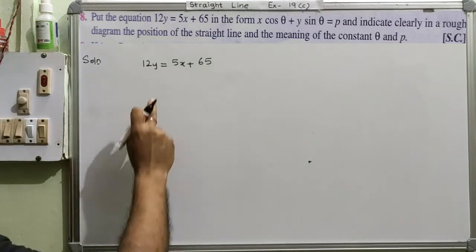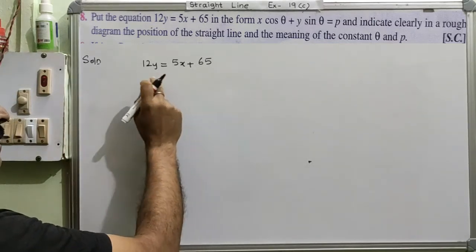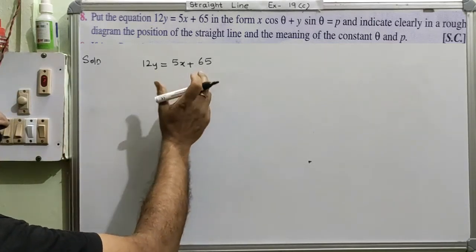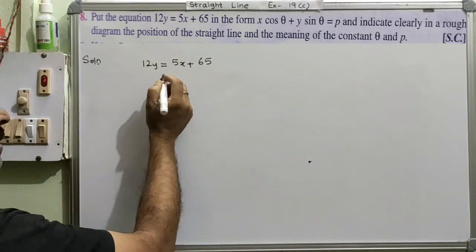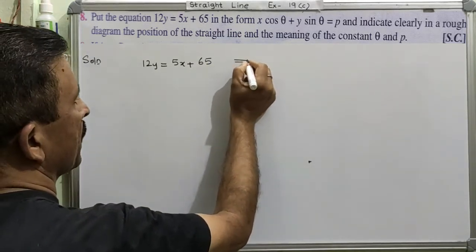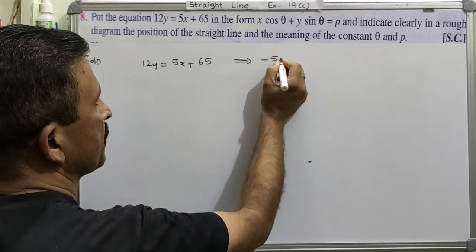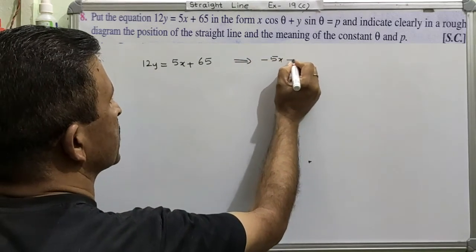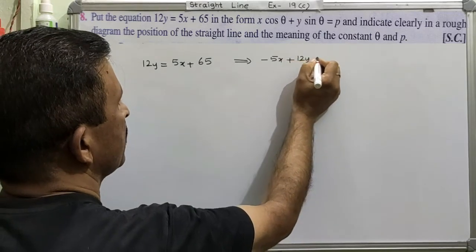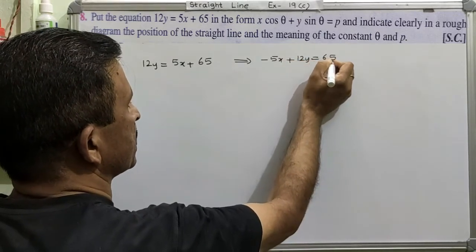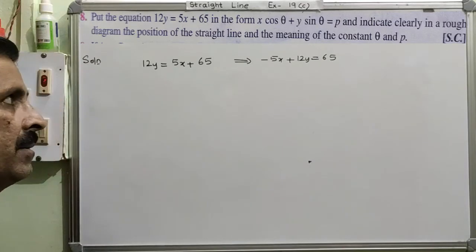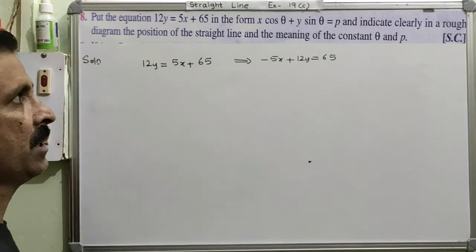Now we are first of all writing this in the proper format so that we can have the meaning of this equation. So we will say 5x can be taken to this side, minus 5x plus this 12y is equal to 65. Let the constant stay on the other side, so that later on we don't have to take it.